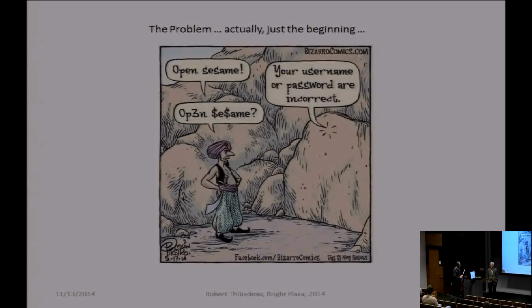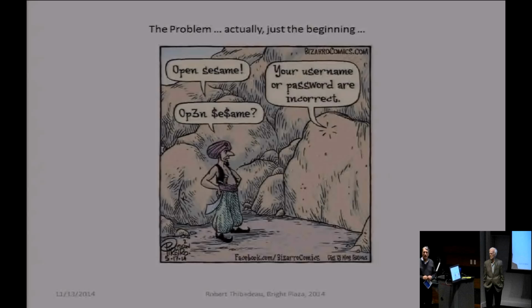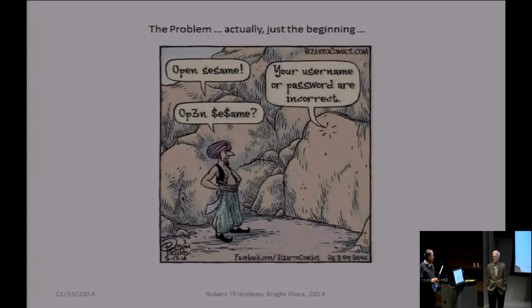But what Bob is going to talk about today is his hobby. And his current hobby is user authentication and how to refactor it. So Bob. Thanks. Are you picking me up there? Okay, good.